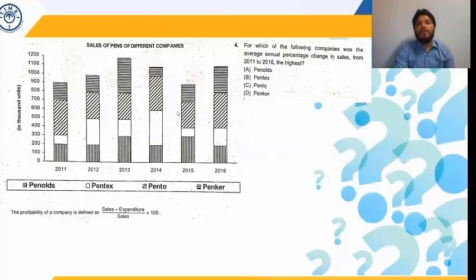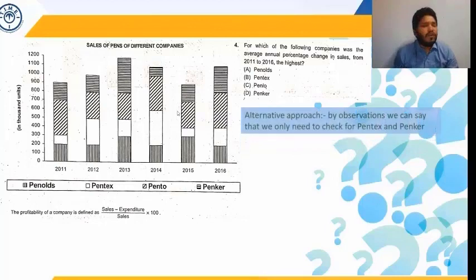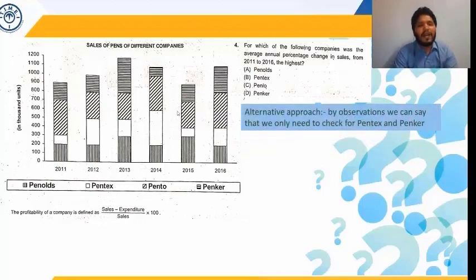Let's move on to the alternate approach. Do we need to calculate it just like we did here for every company? The answer is no. Why? Again, we can take the help of a tool, which is observation, which is sometimes more than sufficient to answer the question. So we are going to use this as an alternate approach to solve this question.